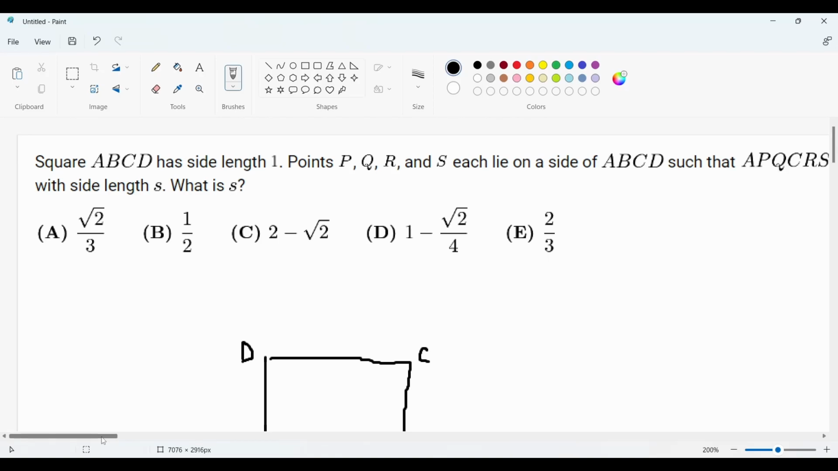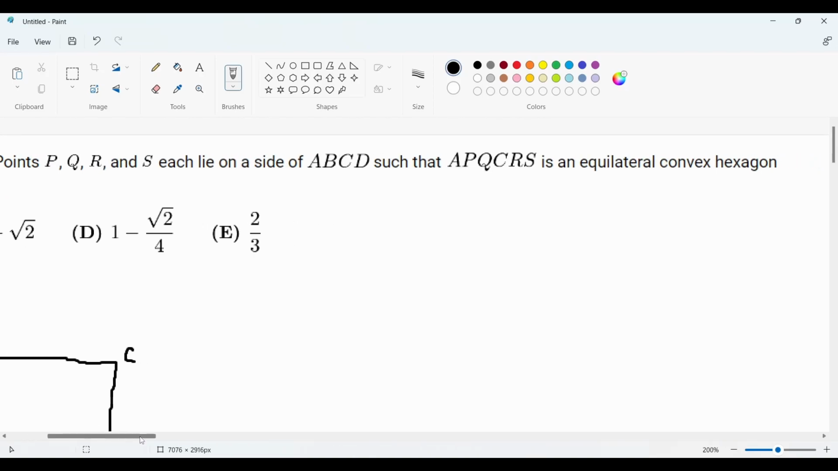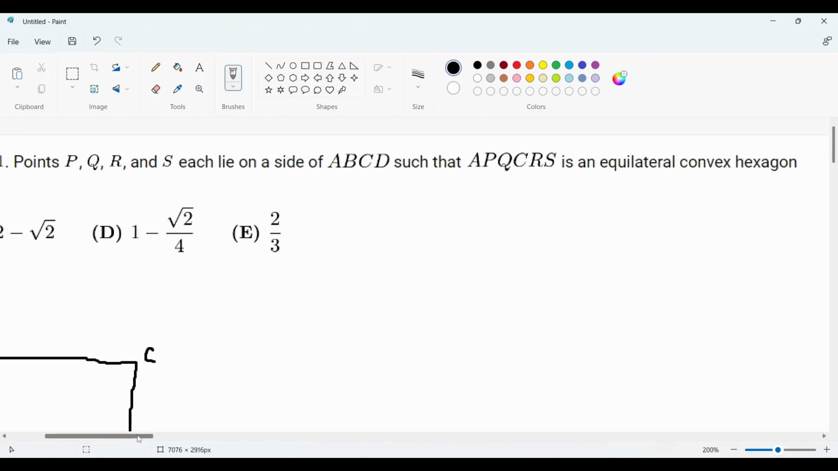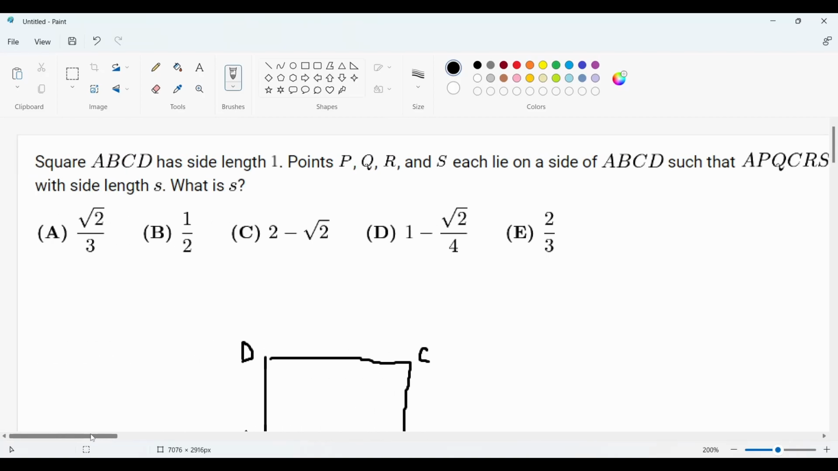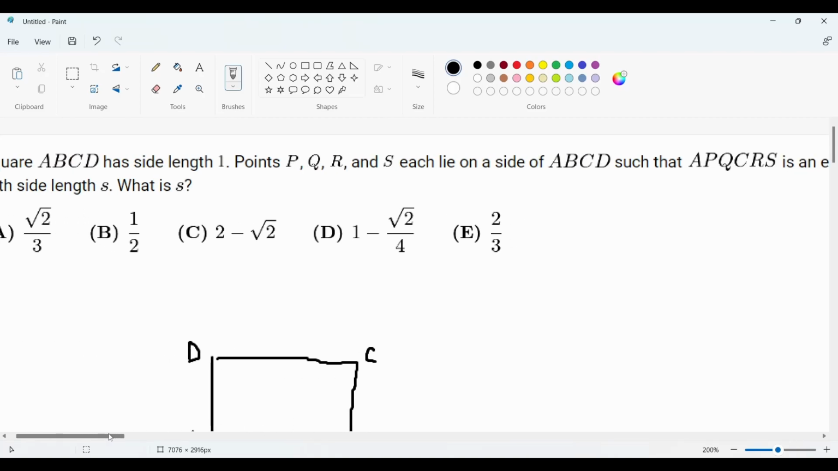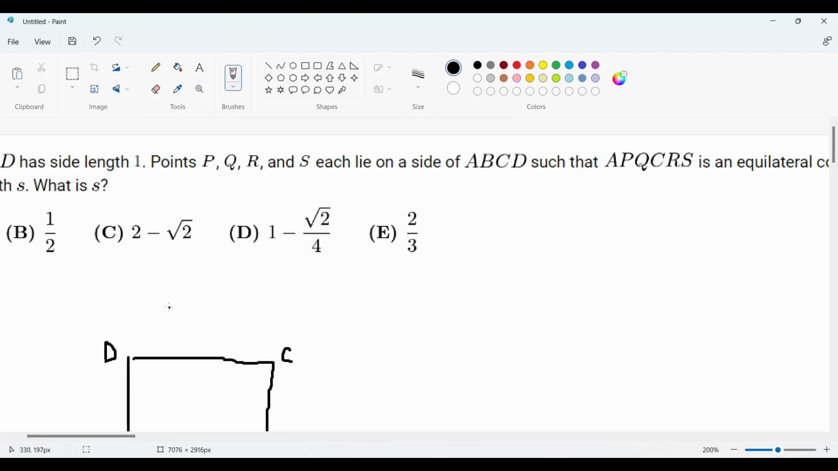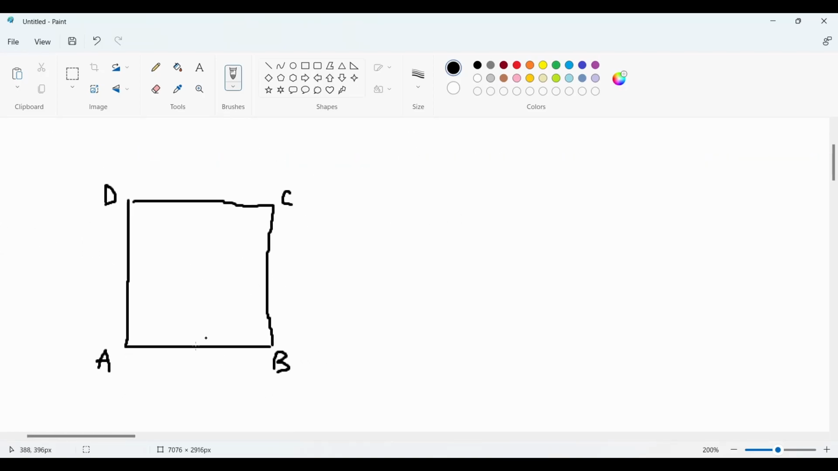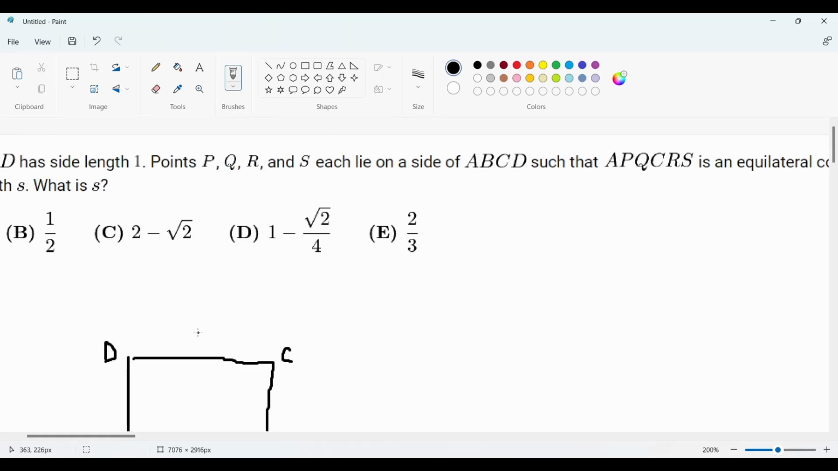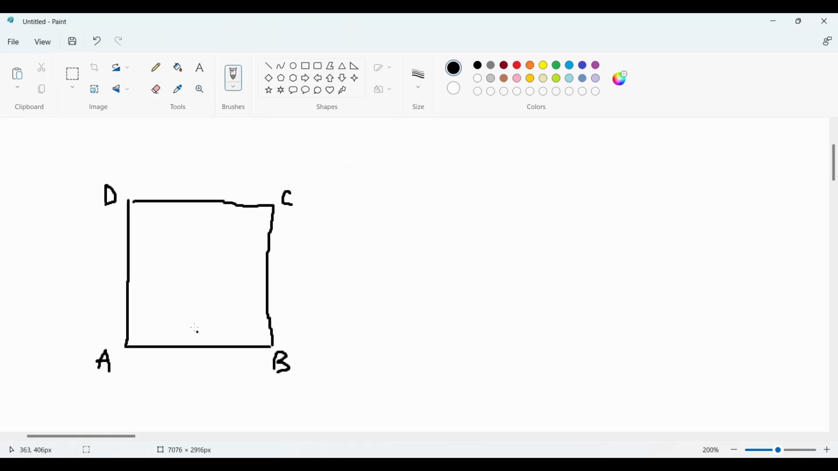Points P, Q, R, and S lie on each side of ABCD such that APQCRS is an equilateral convex hexagon with side length s. Oof. Okay, APQCRS. How do we do that? We've got to put 4 more points on each of the sides. And we want A to P to Q to C to R to S. Okay, so from A, we're going to go to P on this side, then Q on this side, then C on this side, then R on this side, then S on this side.